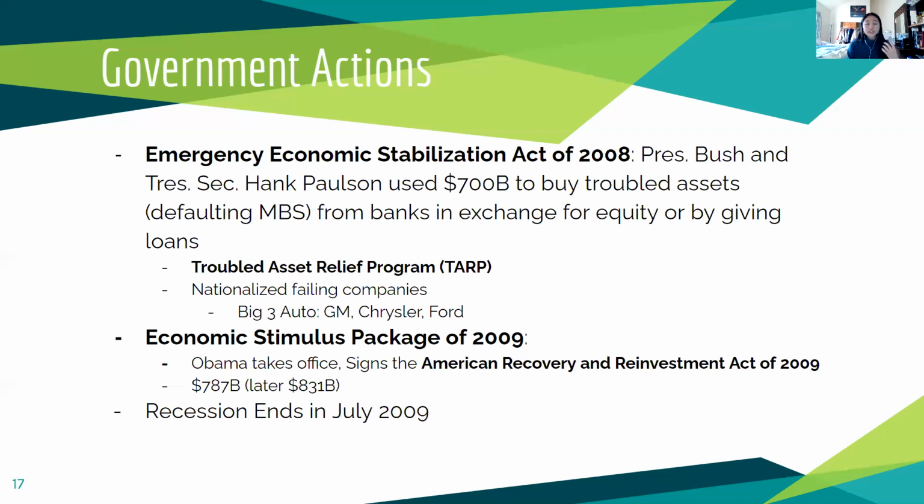Oh, and eventually the recession did end in July 2009, even though a lot of these programs still exist today. For example, Fannie and Freddie still exist today, and they're still in use. So basically, Fannie and Freddie provide mortgage relief to a lot of people who find it difficult to pay back their mortgages during coronavirus.